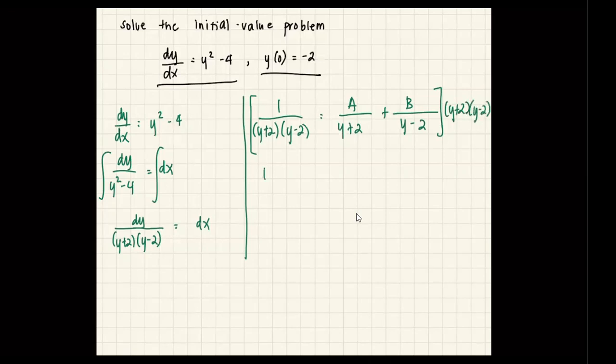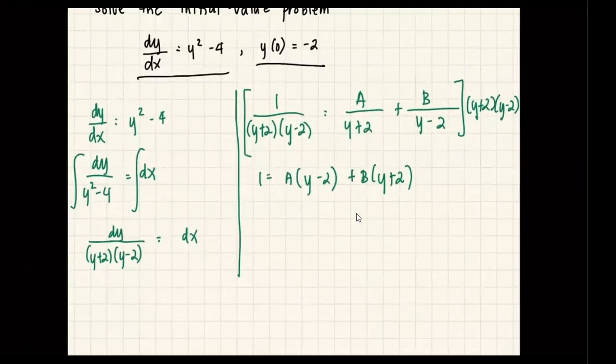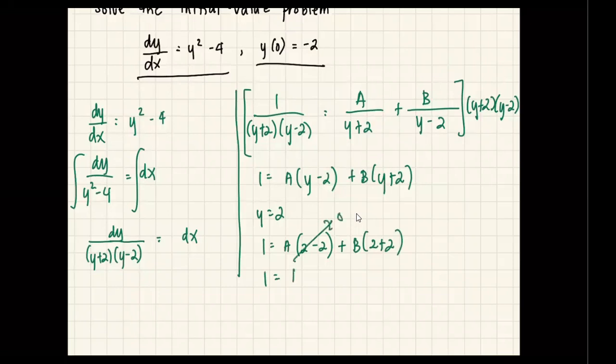So, we have 1 is equal to a times y minus 2 plus b times y plus 2. Okay? So, if y is equal to 2, mangyayari ay 1 is equal to a times 2 minus 2 plus b times 2 plus 2. So, 1 is equal to 0 plus b times 4, or simply b is equal to 1/4.